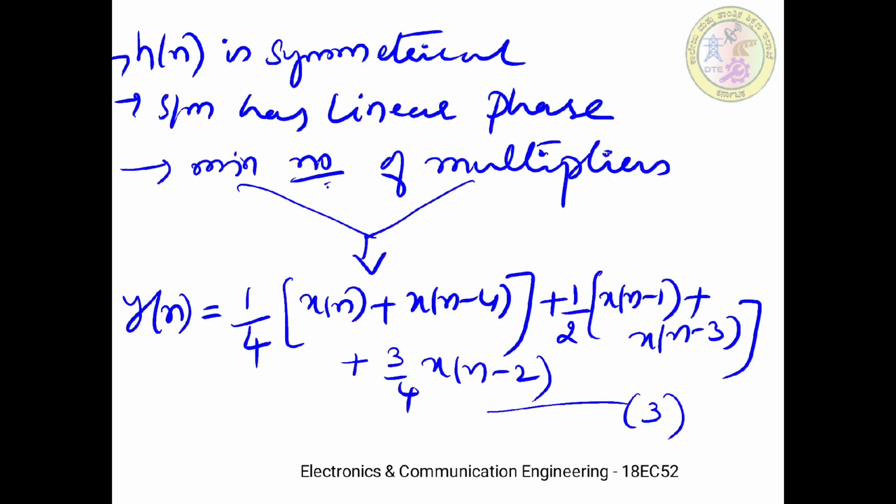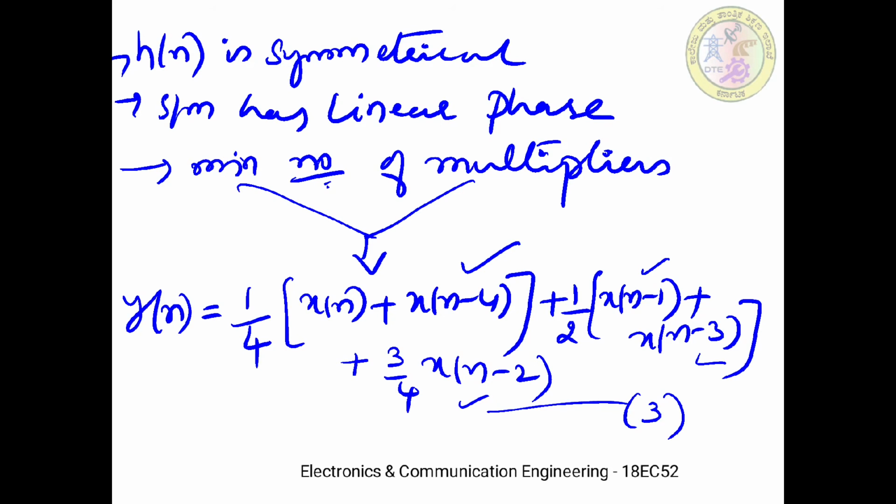Okay, now here also, how many delays are there? x of n minus 1, n minus 2, n minus 3, n minus 4 is also there. So just observe the equation. We have n minus 1, n minus 2, n minus 3, n minus 4. So obviously it needs 4 delay elements. Okay. So how many multiplications?